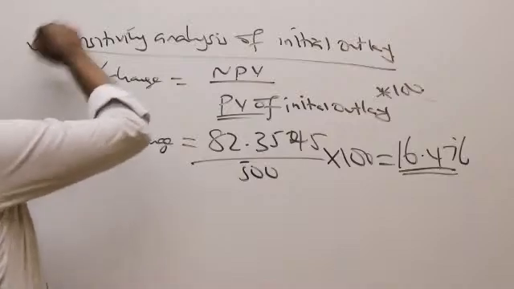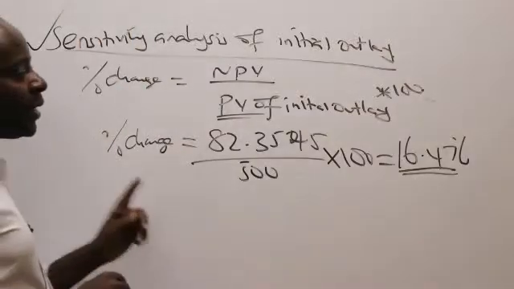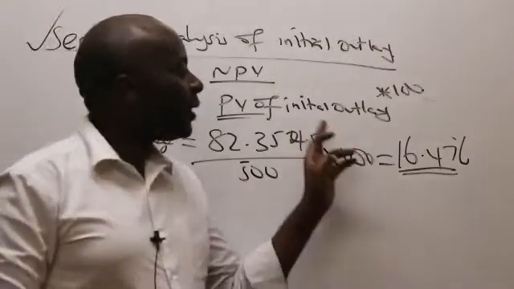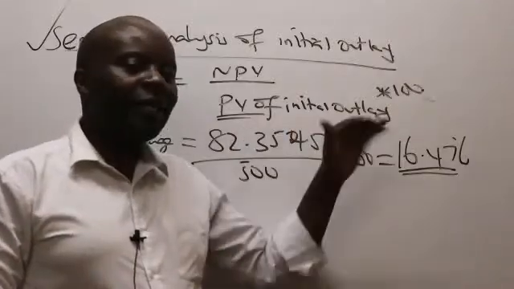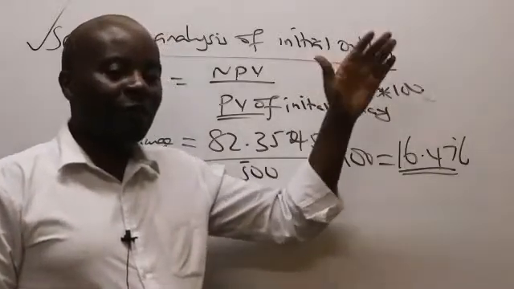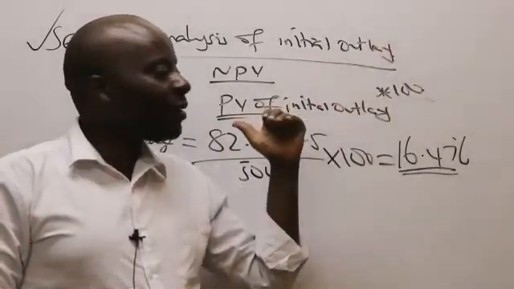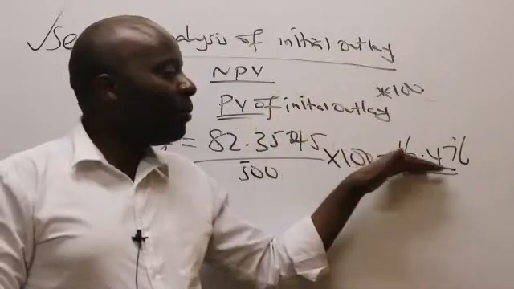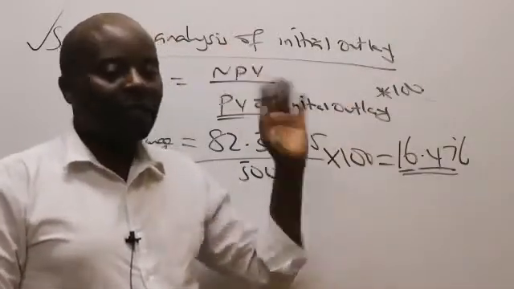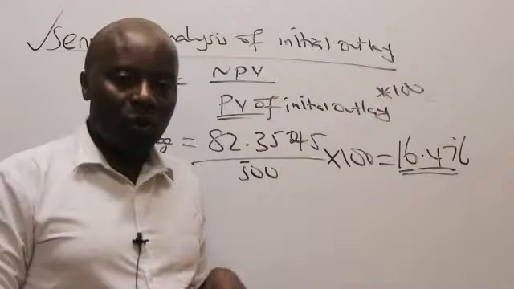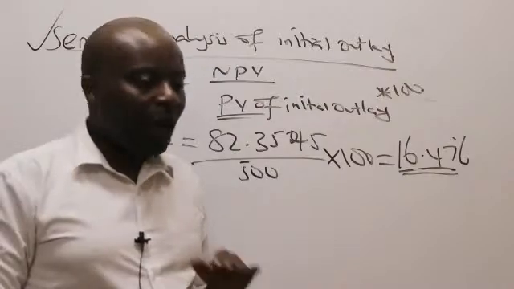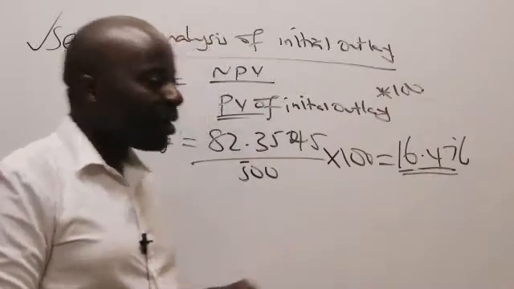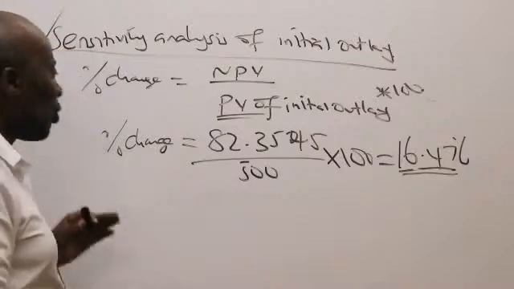So that is correct. What does this mean? It means that the initial outlay can rise all the way up to 16.47%. If the change is more than this, the project will become undesirable. I don't want to go into interpretations right now. Let us first appreciate how to compute these things.